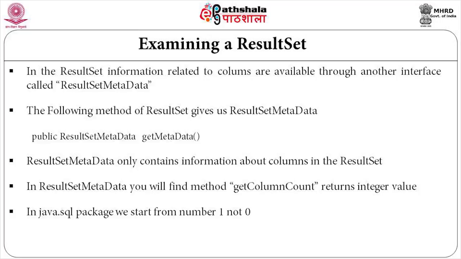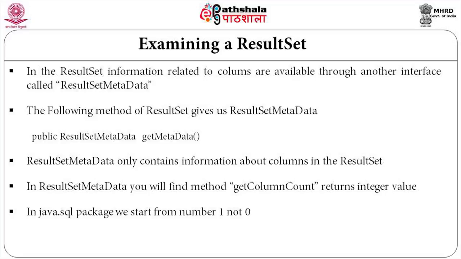A result set is nothing but the data from a table, rows and columns, or maybe a join. There are a number of columns which are selected. In the result set, one part is the data, and if we ignore the data part, it is nothing but the columns. What are all the columns we have in the result set? Information related to the columns of a result set is available through another interface called result set metadata.